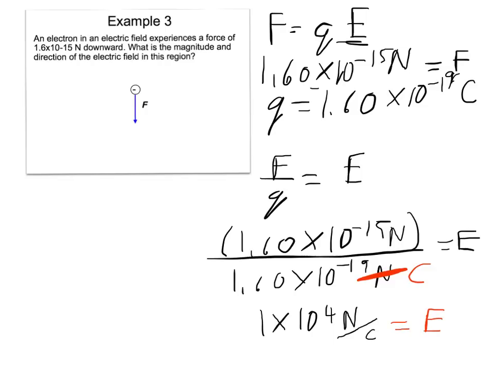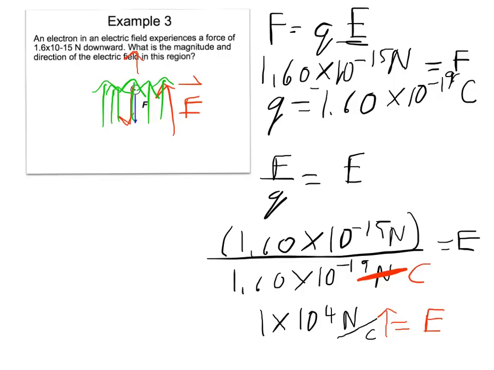The question also asks for the direction. Field lines point the way a positive charge would move. So if this electron moves down, we know that a positive charge would move the other way, and so the field lines must point up because field lines point in the way a positive charge would move. So that's that strength, and the field lines are pointing up. So the electric field would look something like what I've drawn here in green, pointing up all around that electron.